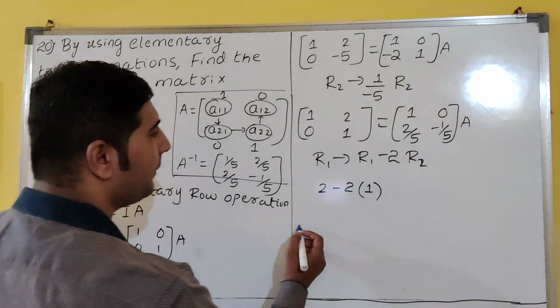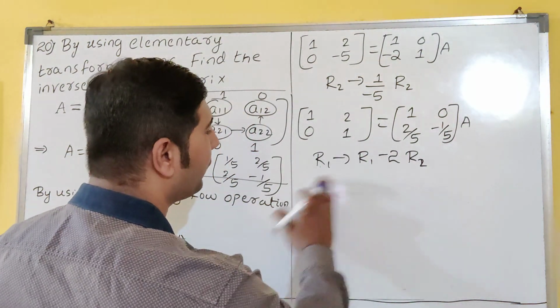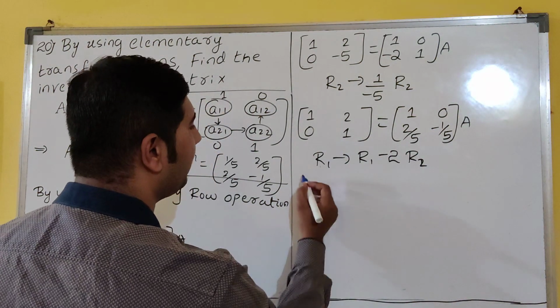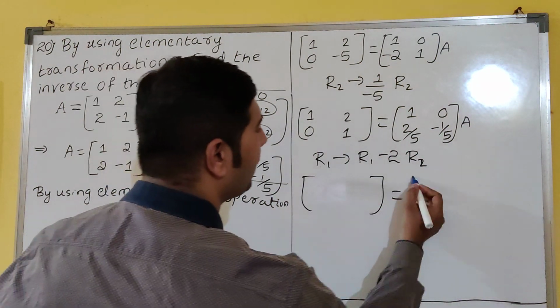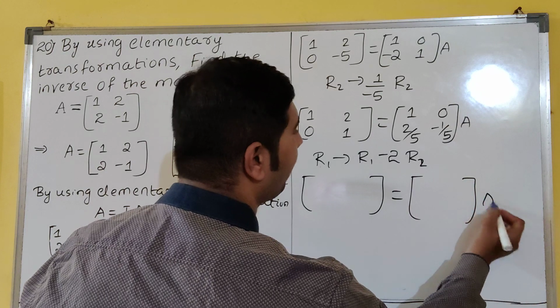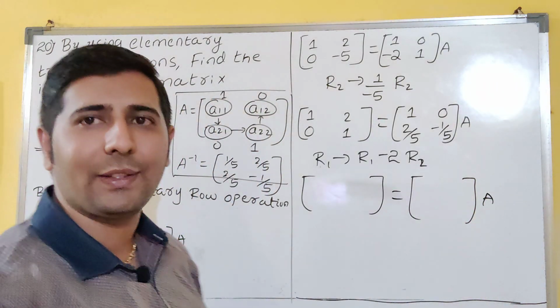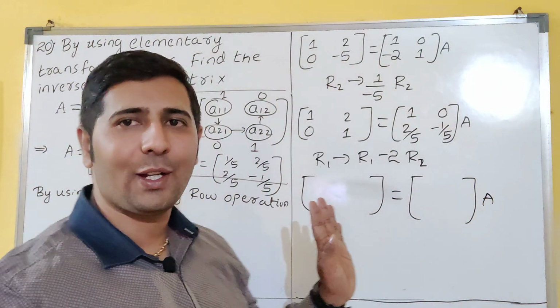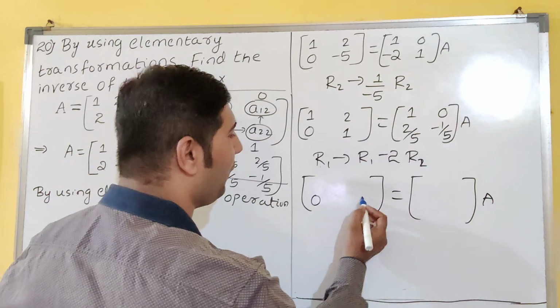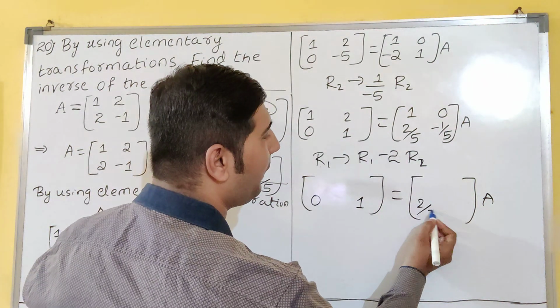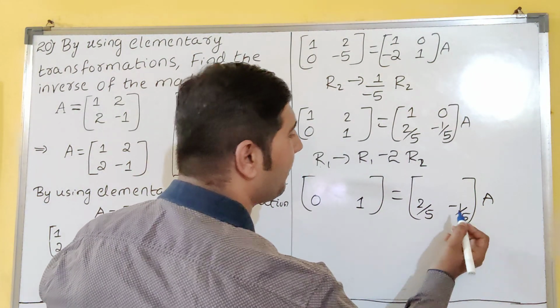Try to understand. So then we can write here, so I can write this one. Now see how much we will get. Which row is not changing, dear students? R2 is not changing or not? R2 you write as is: 0, 1, 2 by 5, minus 1 by 5.